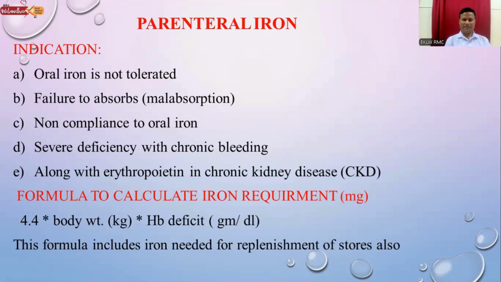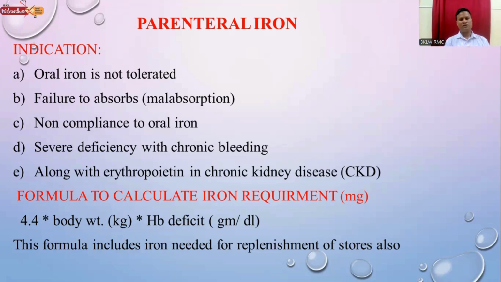Now, other preparations are parenteral iron preparations. The indications for using parenteral iron preparations are: if oral iron is not tolerated, or if there is failure to absorb oral iron, like in patients with malabsorption, or if there is non-compliance to oral iron, or if there is severe deficiency with chronic bleeding, or if there is an emergency to rapidly recover body iron stores, also along with erythropoietin in chronic kidney disease patients. So these are the indications in which we can use parenteral iron.